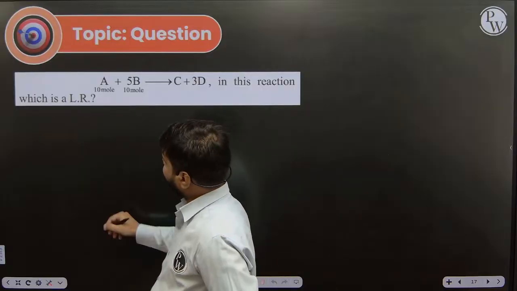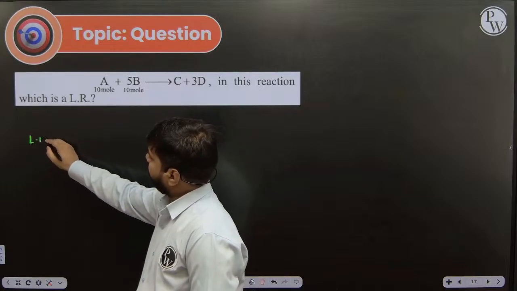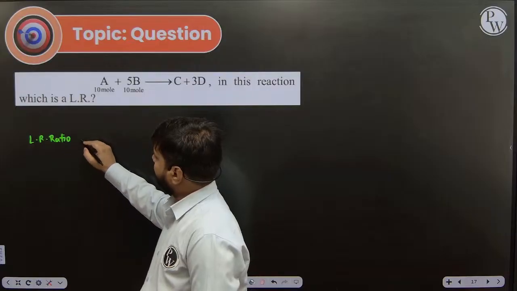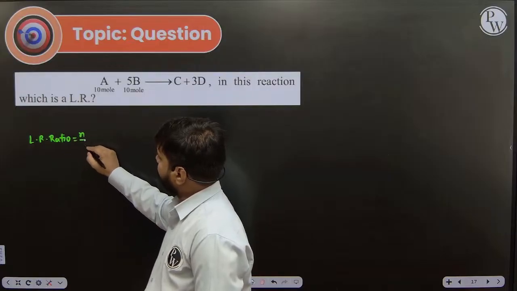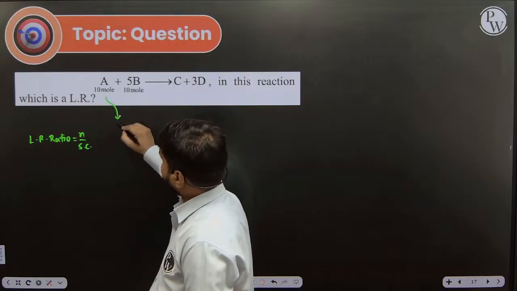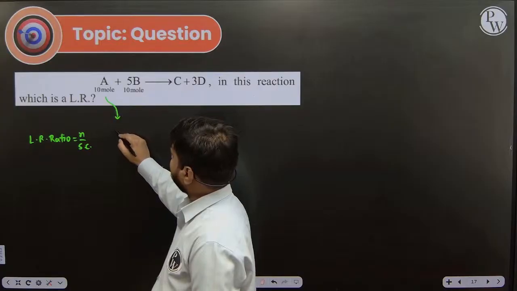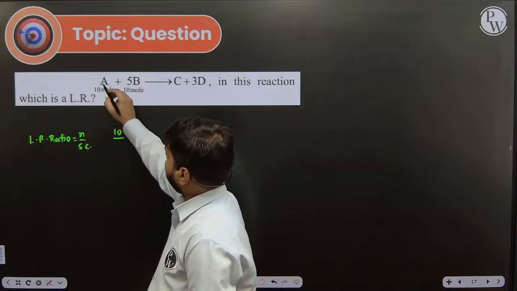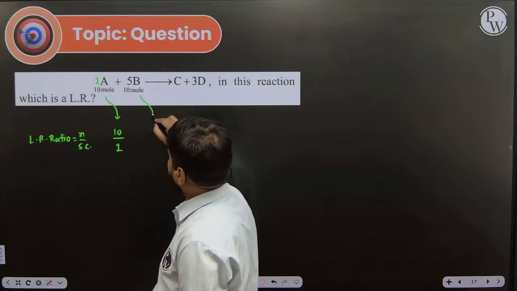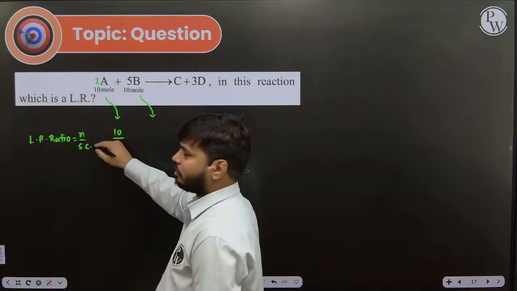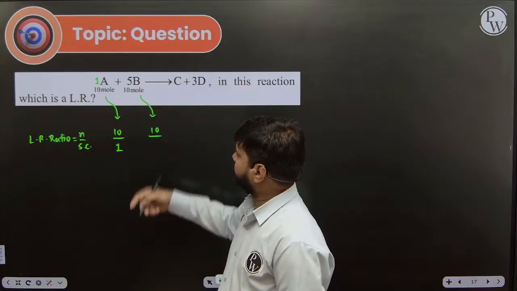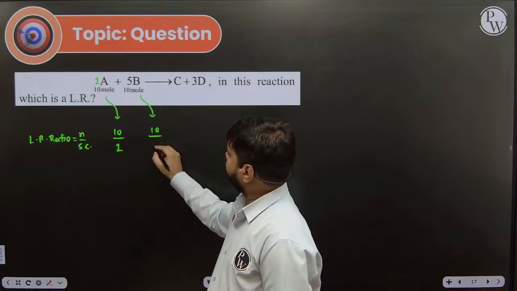Okay, so A is there, so let's calculate the limiting reagent ratio, that is moles by stoichiometric coefficient, correct? So for A we can calculate, moles are given to you in the question, which is 10, and stoichiometric coefficient is 1, right? For B, when we calculate the moles by stoichiometric coefficient, the number of moles are 10 divided by stoichiometric coefficient. Stoichiometric coefficient is what?